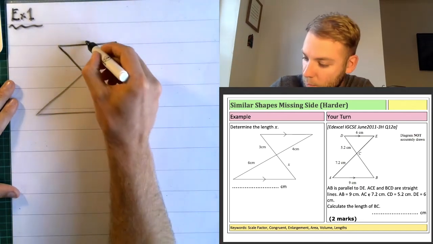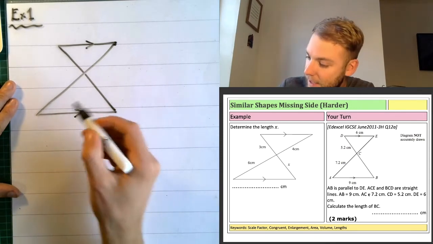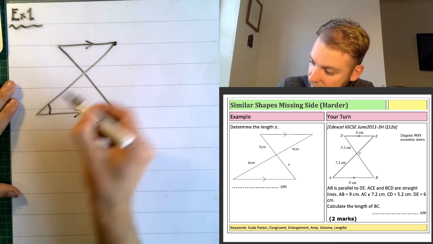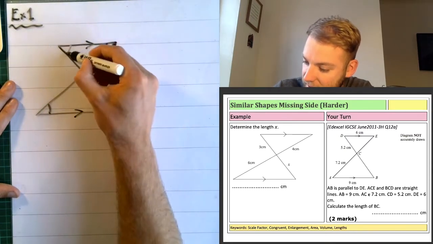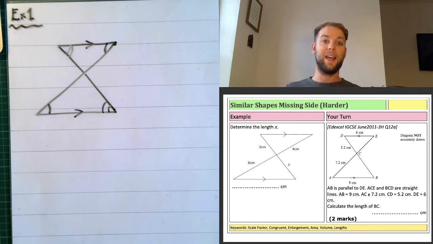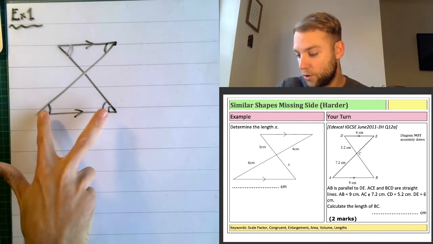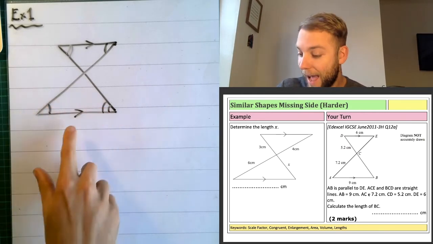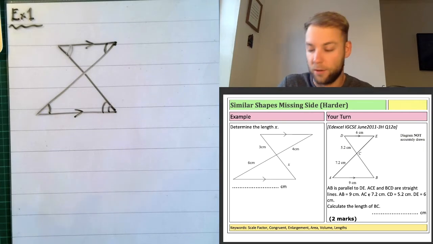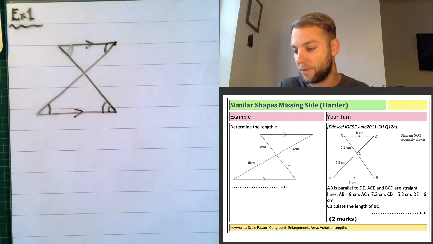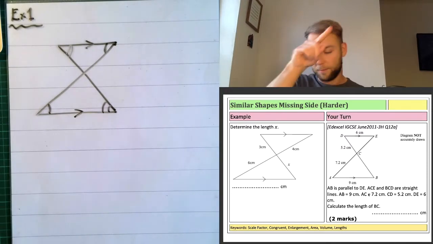Now the thing is with this one, because these two lines are parallel, it means that this angle here is the same as this angle here, and that this angle here is the same as this angle here, which means that we've got, from congruent triangles, two angles which are the same, and a side in the middle which is the same. Which means that these shapes are similar because we've got two angles the same and a side here. We know that they're going to be similar.